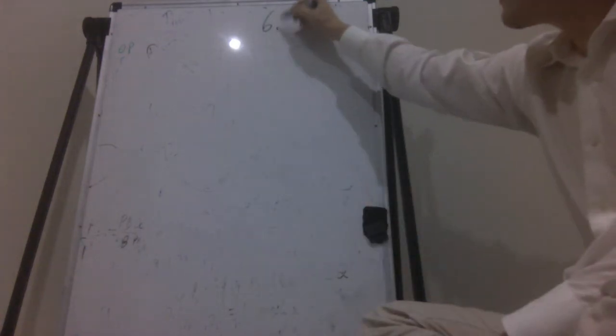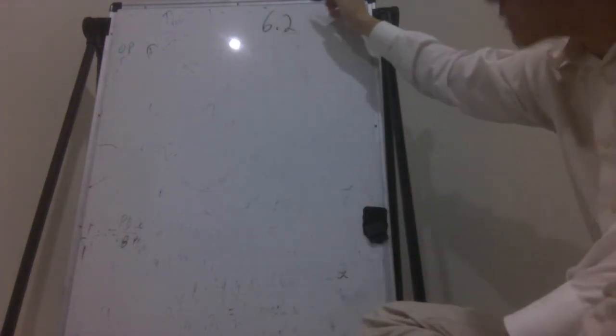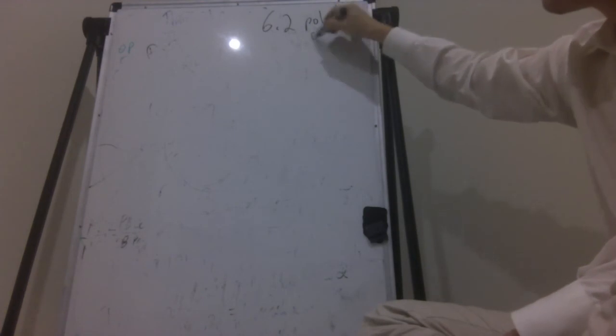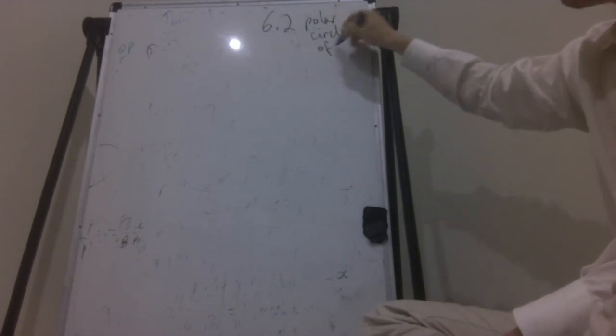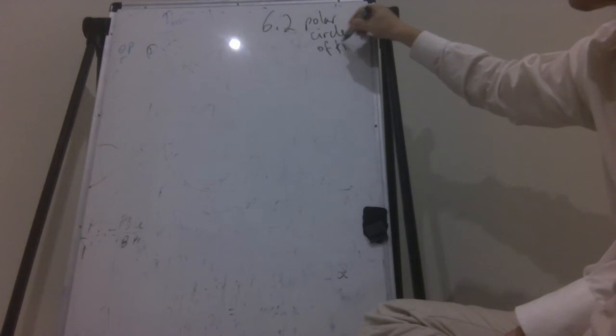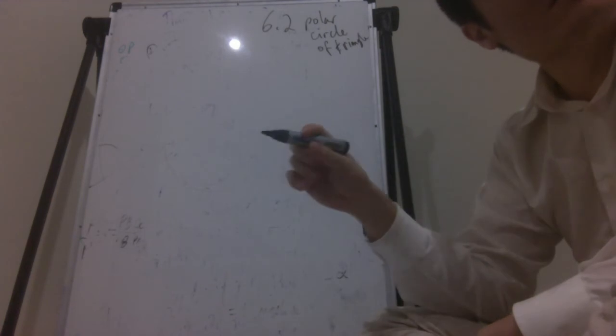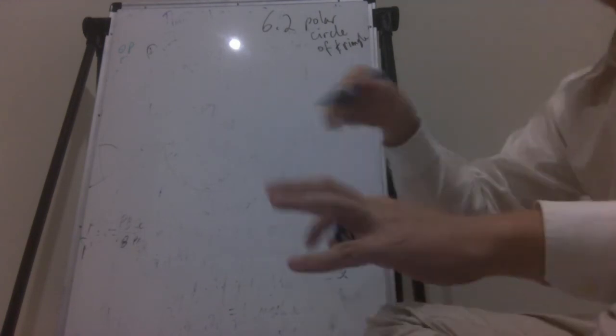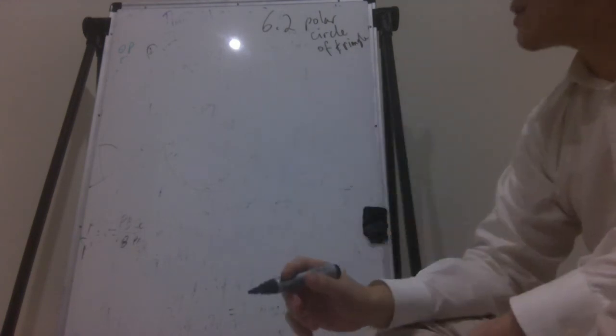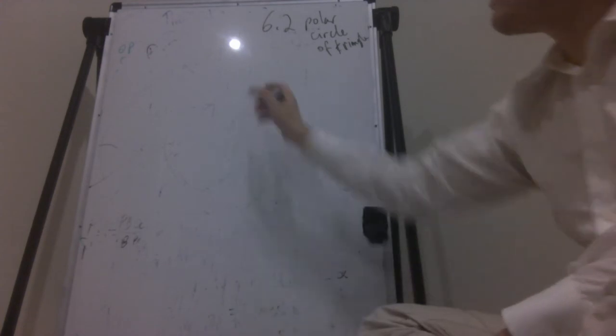Here we're going to finish off the rest of 6.2. The polar circle of a triangle. So remember, I don't know if you've done reciprocation. It's like inversion, where we did the circle thing. Reciprocation. What do we do with reciprocation?